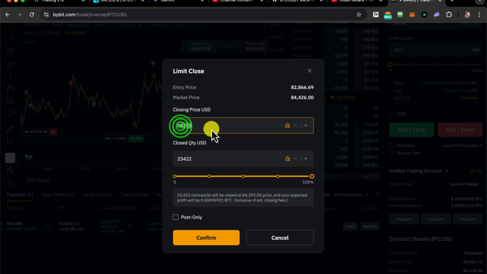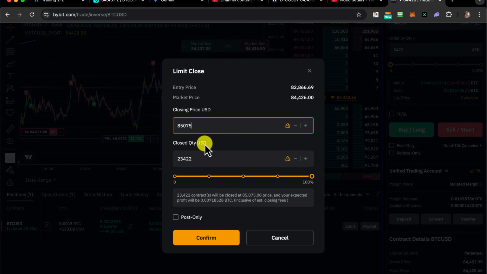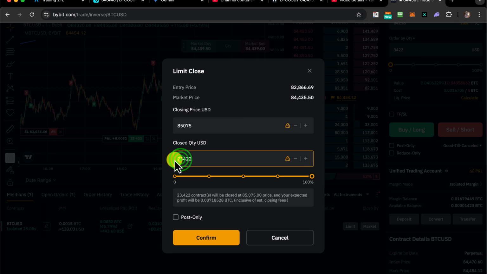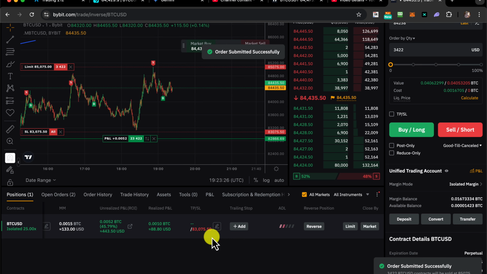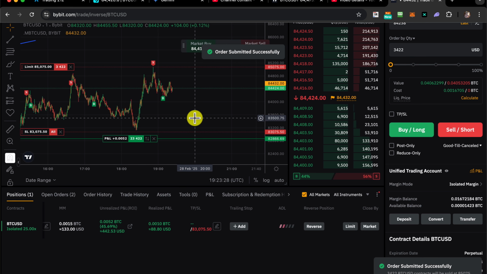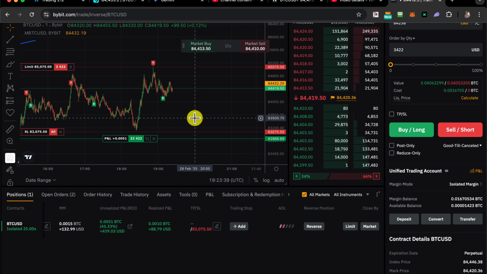85.075, and I'm going to close it for that amount there, 3,422. Okay, so I'll confirm that. Then that puts that order there, and then what I'll do, I'll use that amount to add to the position on the next pullback after that one's been taken.